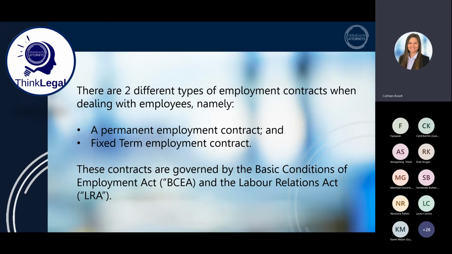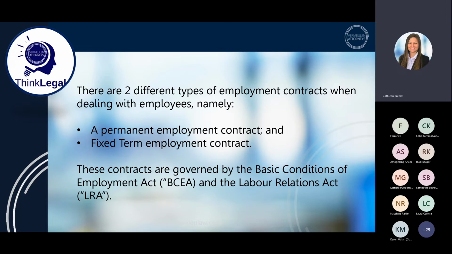So in other words, let's say you employ a receptionist. The receptionist isn't going to be there only for 3 or 4 months. It's someone who's going to be permanently employed by the company and stay with the company for the foreseeable future. A fixed term employment contract is naturally, as the name implies, a little bit the opposite. It's someone who's employed for a fixed term, usually for a very specific goal or a very specific project, for example.